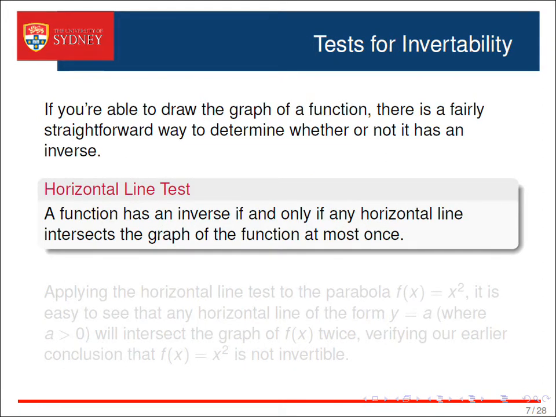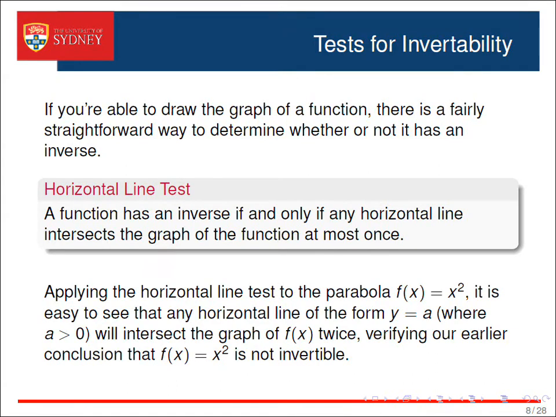If you're able to sketch the graph of a function, you can use what is called the horizontal line test to determine its invertibility. Specifically, a function has an inverse if and only if all horizontal lines intersect its graph at most once. So for instance, it is clear that any horizontal line above the x-axis will intersect our simple quadratic function y equals x squared twice, therefore verifying our earlier conclusion that the function is not invertible.